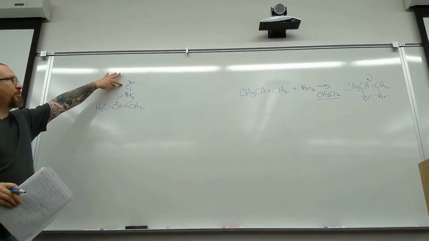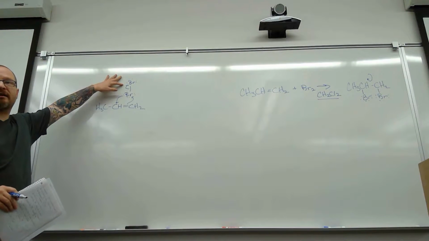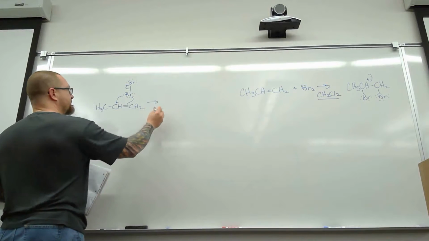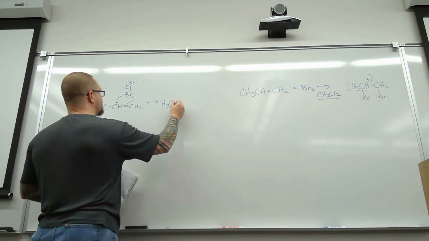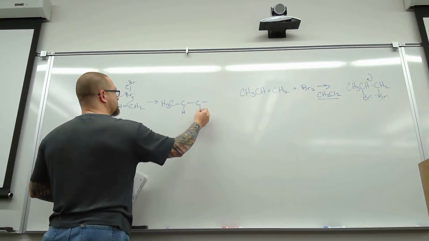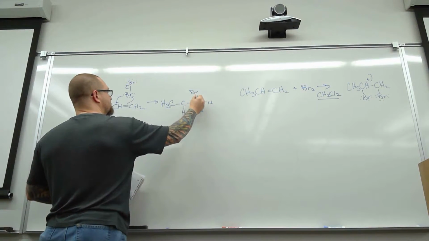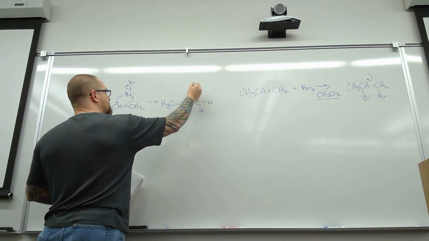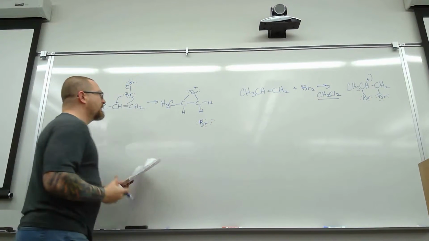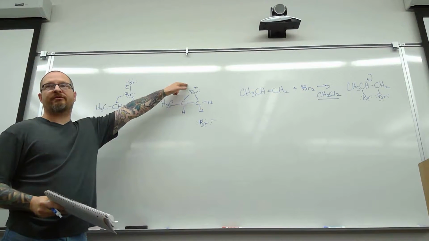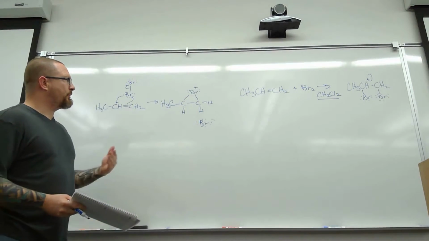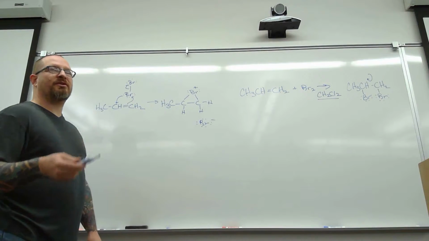And this can happen because the bromine's pretty content as a halogen getting that extra electron and getting that charge, because it gets its noble gas configuration. So it's a decent leaving group. And what we get as an intermediate is this three-membered ring to the bromine with a positive charge and a bromide anion.